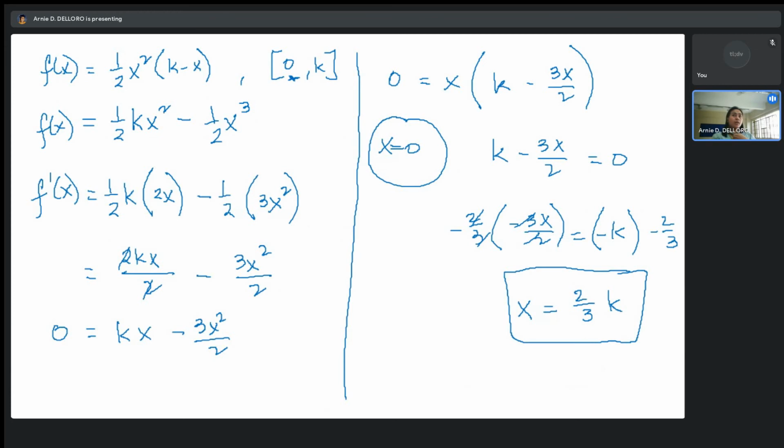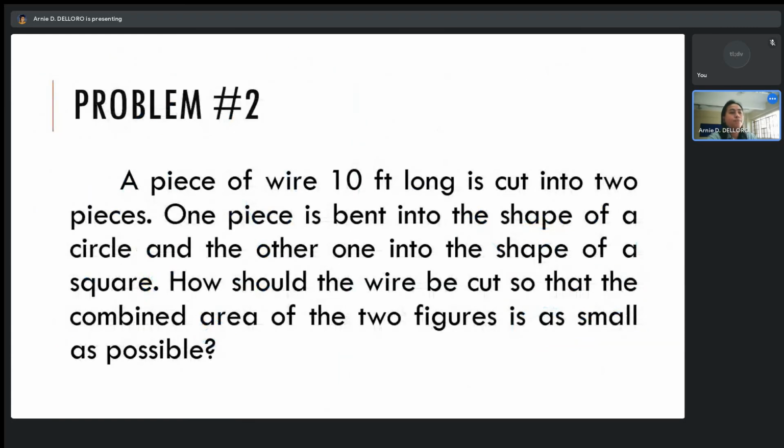Baka may magtanong, ma'am, ano yung value ng k? Hindi naman sa atin hinahanap kung ano yung value ng k. So, okay na to, sagot natin. Okay? We are not asked to determine the value of k. We are only asked to determine the value of x that causes the greatest decrease in the blood pressure. Okay? So I hope it is clear, or example number 1 is clear. Or problem number 1 ba yan? Let's have problem number 2.